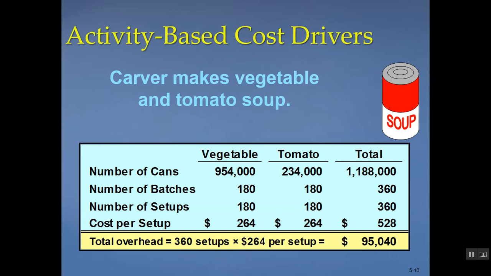The total volume of vegetable soup is 954,000 cans, and the total volume of tomatoes is 234,000. Each time Carver changes from a batch of one kind of soup to a batch of another kind of soup, it incurs a batch setup cost. They plan to make 180 batches of each soup in the accounting period. We can see the total setups there are 360 and it's $264 per setup for a total cost of $95,040.